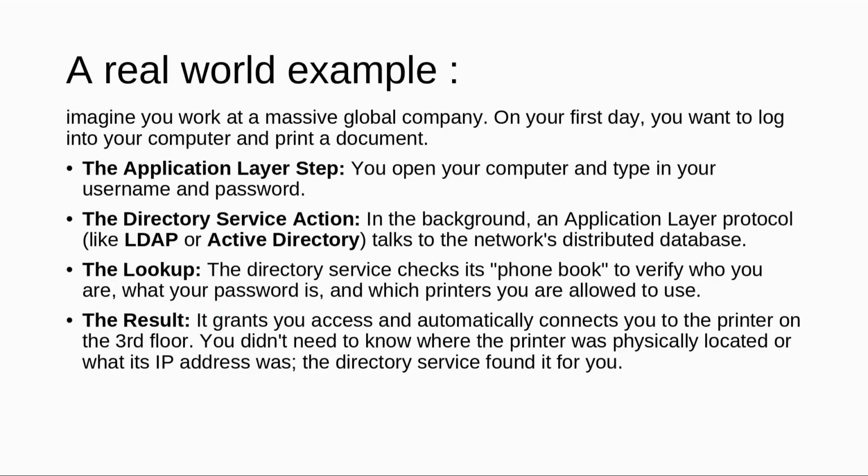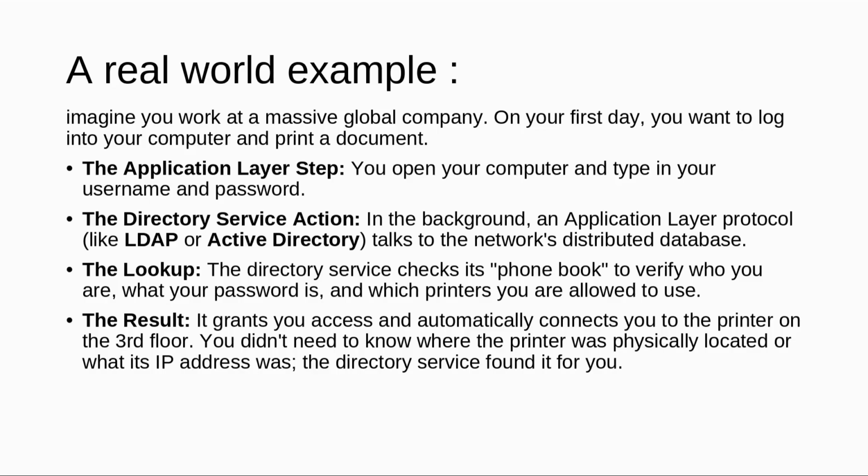So let's look at an example of how the application layer works. Imagine you work at a massive global company, and you want to log into your computer and print a document. So how the application layer works is you open a computer and type in your user and password, right? This is the application layer at work, and the directory service is the function of our application layer. In the background, an application layer protocol like LDAP or Active Directory for Windows talks to a network distributed database, looks up the directory services, checks its phone book to verify who you actually are and what your password is, and once it verifies, you are allowed to use a printer.